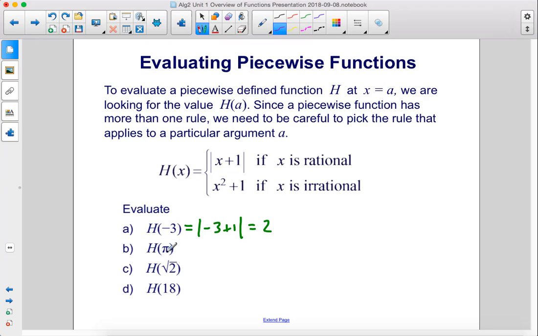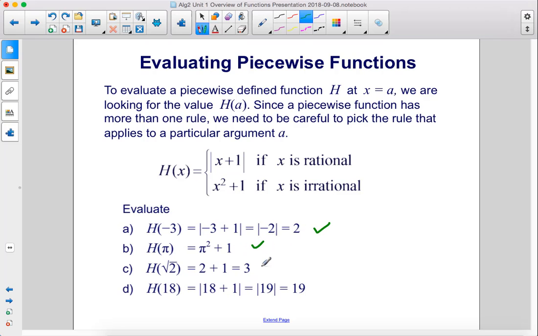H of pi. Pi is irrational. So we have pi squared plus 1. H of the square root of 2. Square root of 2 is also irrational. So that becomes the square root of 2 squared plus 1. That is 2 plus 1, which is 3. H of 18. 18 is rational. So that's the absolute value of 18 plus 1, which is 19. All of our answers are correct.